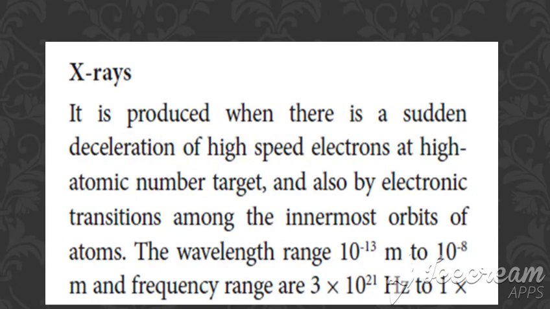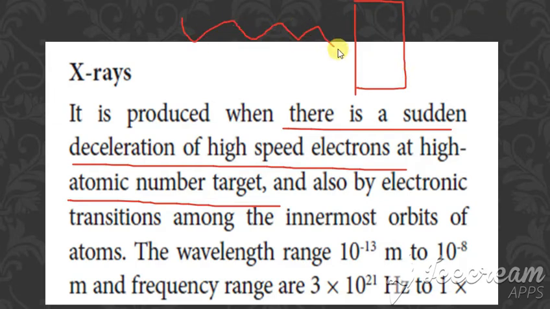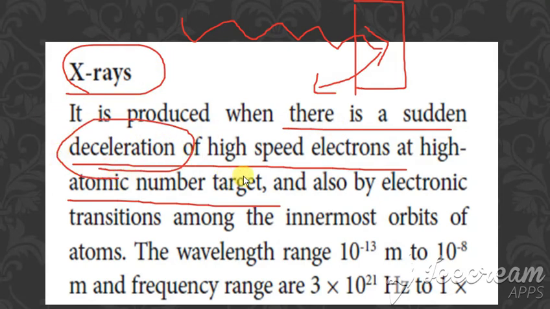Next is X-rays. It is produced when there is a sudden deceleration of a high speed electron at a high atomic number target. So suppose this is a target and this is a high speed electron, and if it strikes this target, it produces X-rays. Okay, so what is meant by deceleration? It means stopping of the acceleration, or negative acceleration, of the high speed electron. So when high speed electrons strike a high atomic number target, X-rays are produced. Okay, and what is the wavelength range?